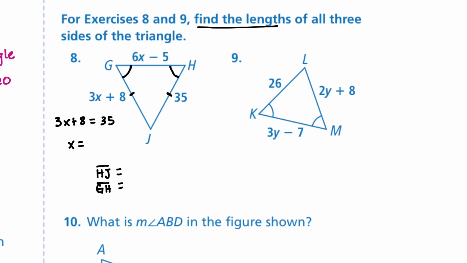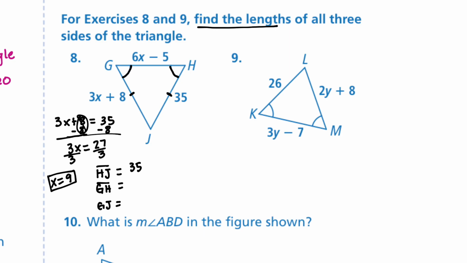GH and GJ. Subtract 8 from both sides. Give myself some space. That leaves you with 3x is equal to 27. Divide both sides by 3. x is equal to 9.